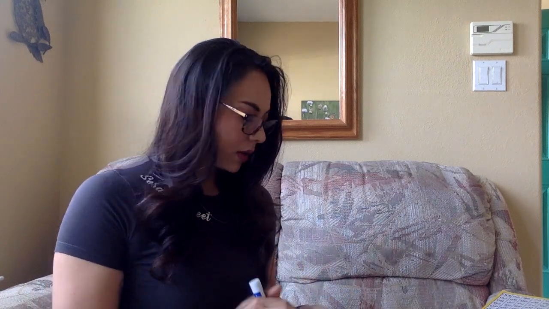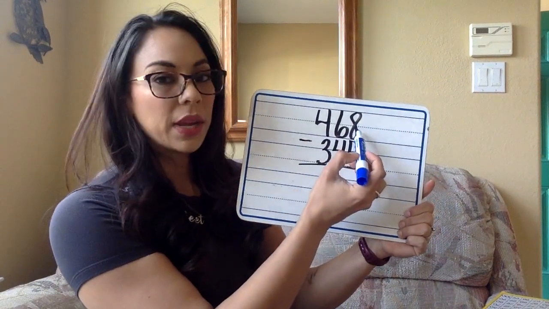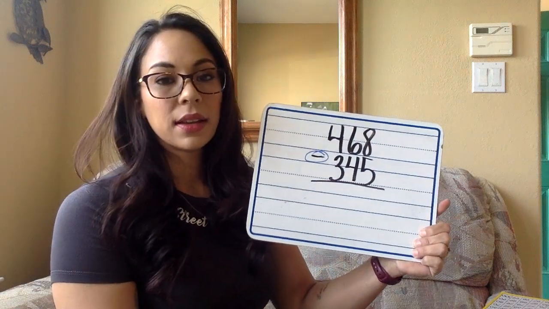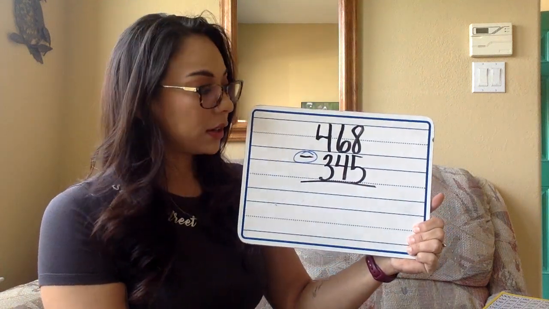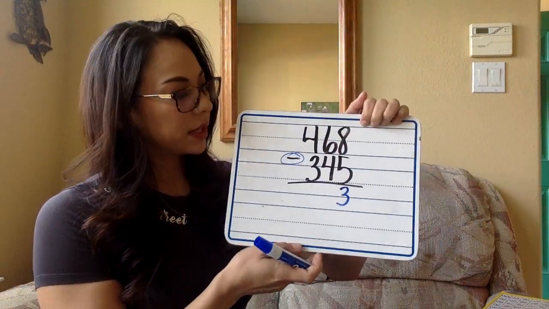So, where do we always start in math? Opposite of reading, right, we start all the way on the right for math, over here in the ones place. What do we have here? An 8 and a 5, and what operation are we using? Subtraction. Good. So 8, take away 5. I'm going to hold up 8. I'm going to take away 1, 2, 3, 4, and 5. How many are left? 3. So far we have 3 in the ones place.